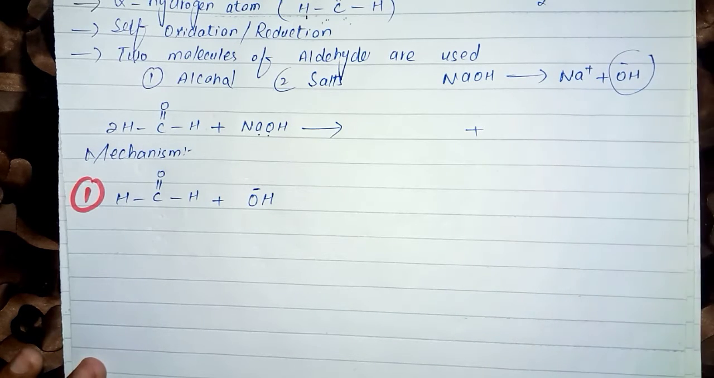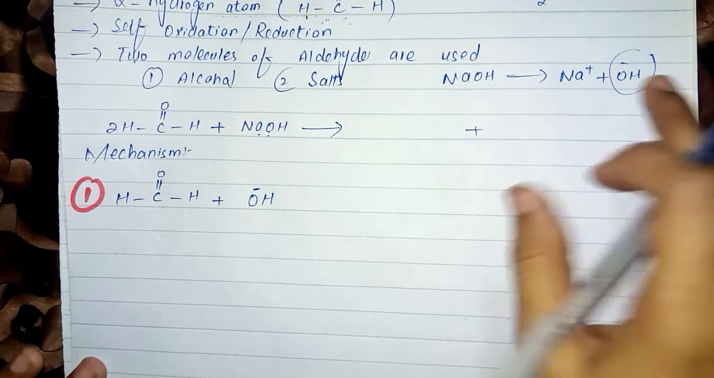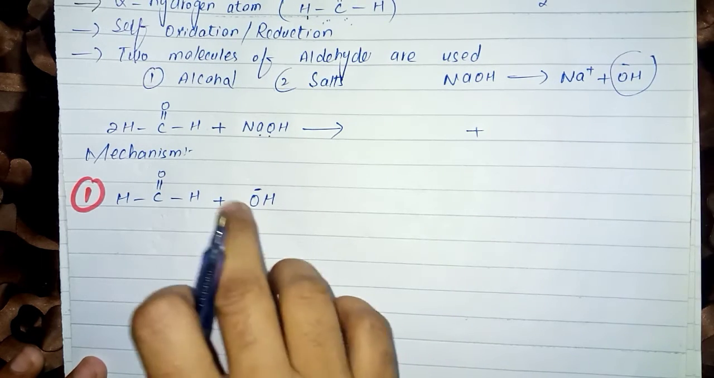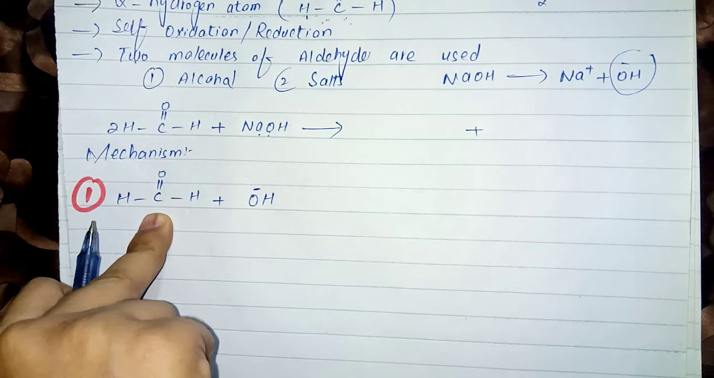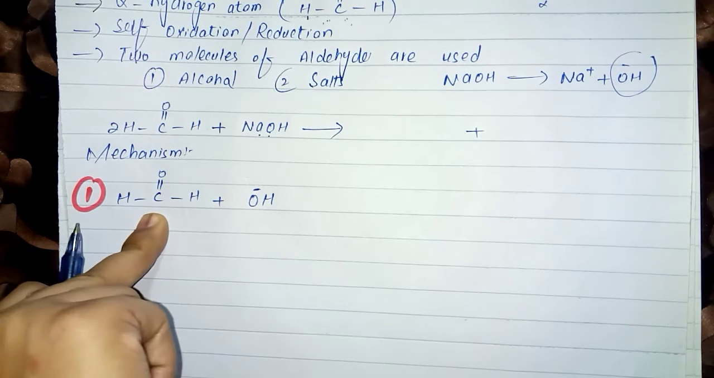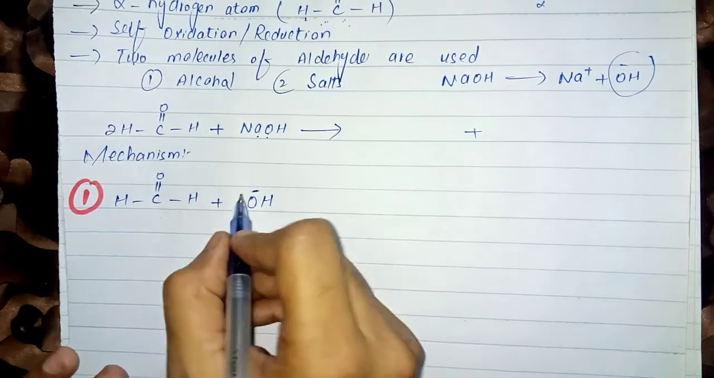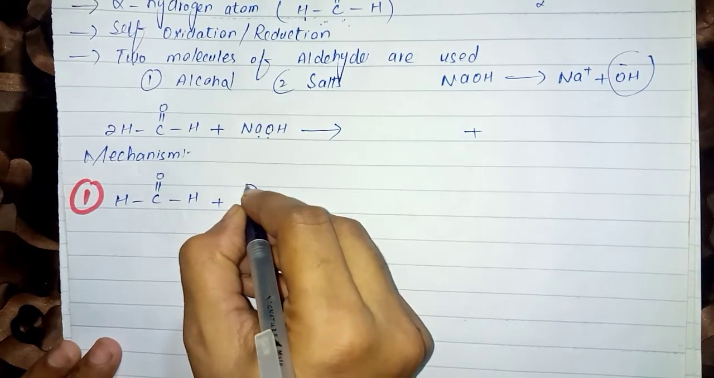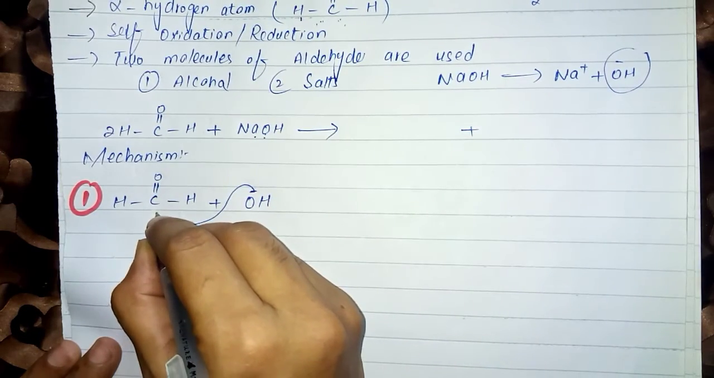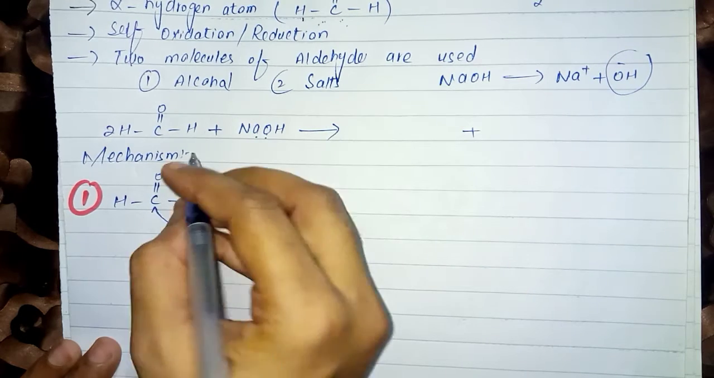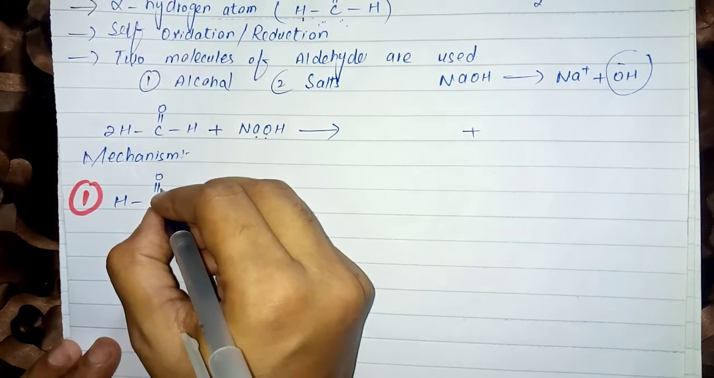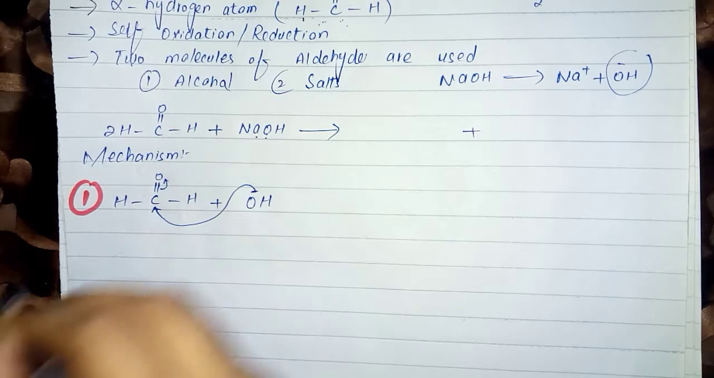If this hydroxide ion acts as a nucleophile, obviously it will attack an electrophile. Which compound is called the electrophile? That which has a deficiency of electrons. So here the negative charge of the hydroxide ion will attack the carbon atom, and after that the bond will move toward the oxygen.